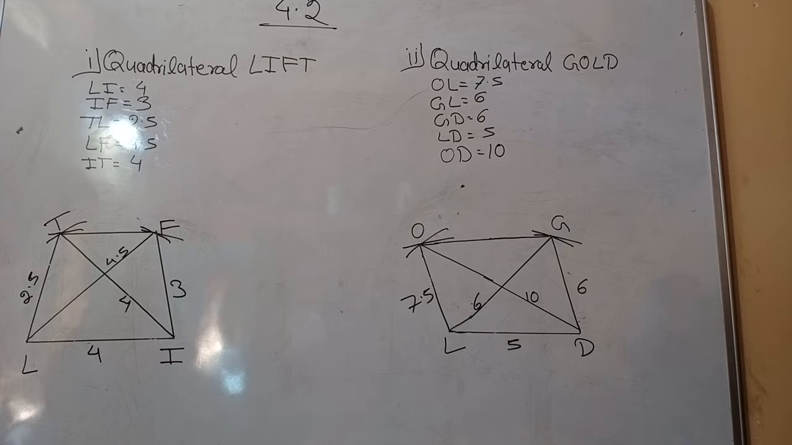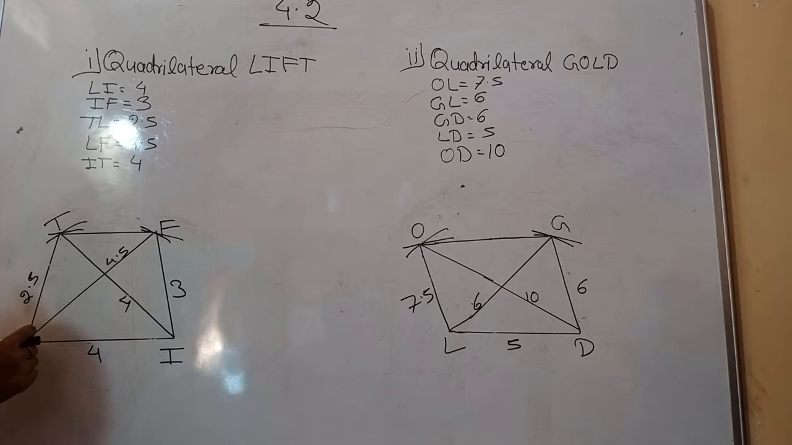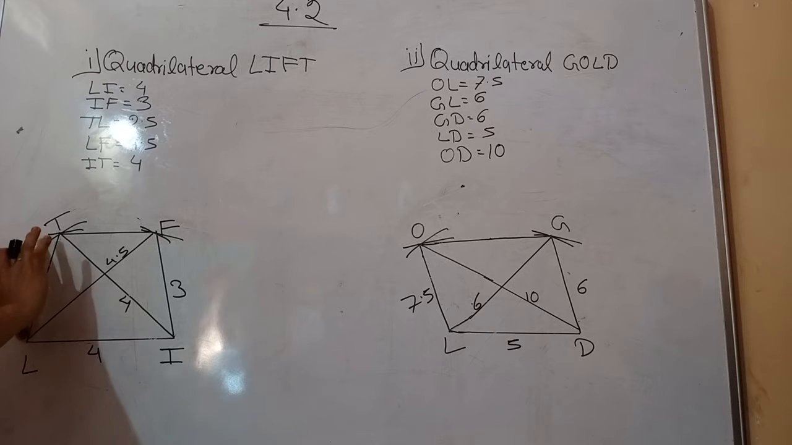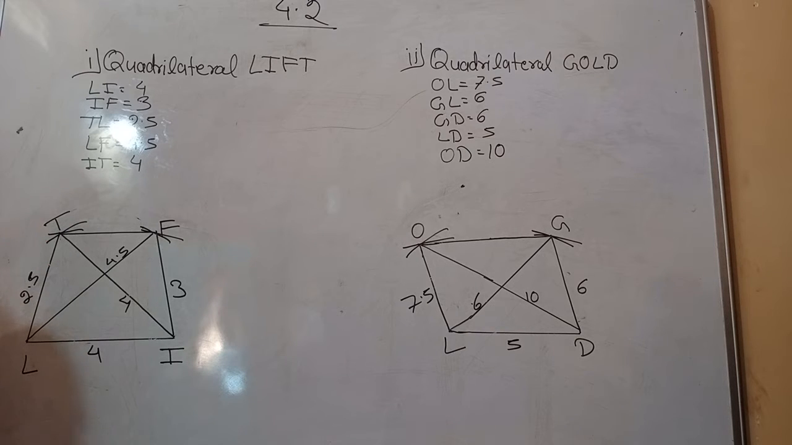So let us see what we have to do. First draw LI 4 centimeter. In this step of construction, you first construct with the help of a scale LI of 4 centimeter by placing the scale like this. Second step, with center L, put your divider here, take a radius of 2.5 centimeter, and cut one arc like this.